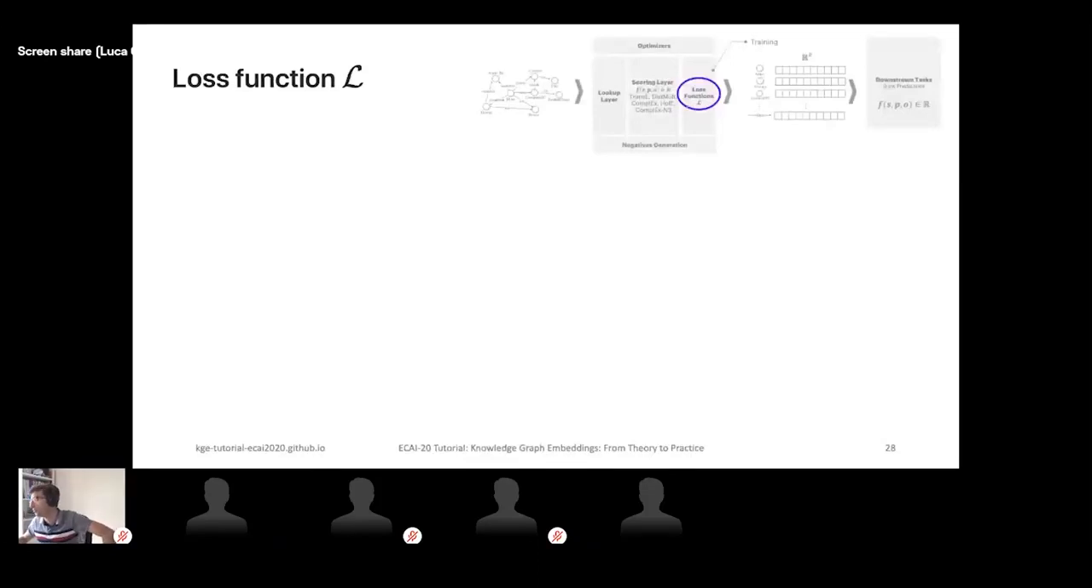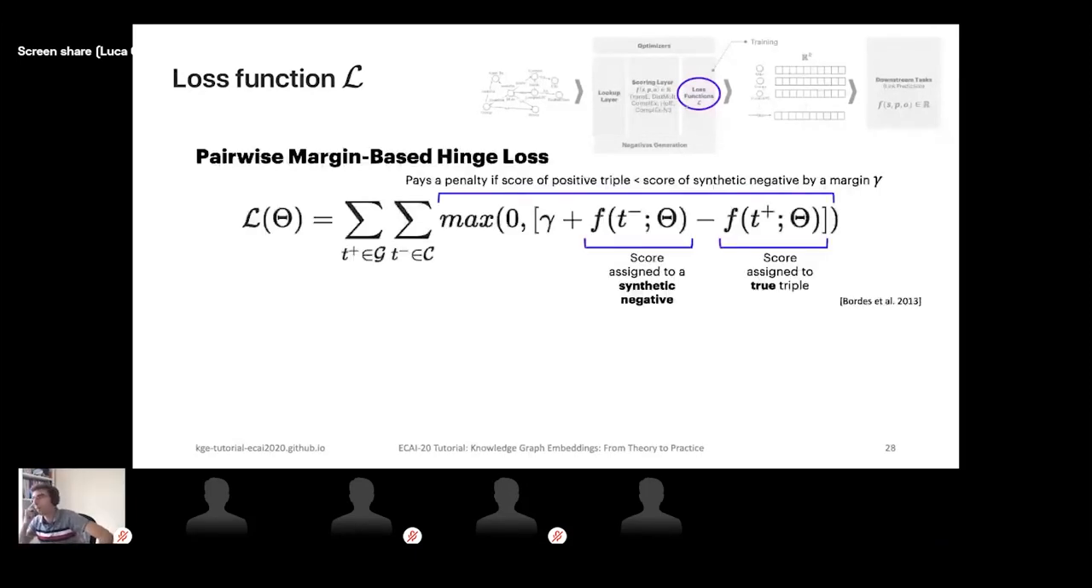Now, having described the scoring function, I would like to spend a few words on another very important component of the knowledge graph embedding architecture, which is the loss function, right? So again, just like for scoring functions, there are quite a few losses that can be used in this context. I will start by giving you an overview of one of the earliest losses used in this area. It's also quite intuitive to understand. It's a hinge loss called pairwise margin-based loss, and it's what is minimized by the optimizer, right?